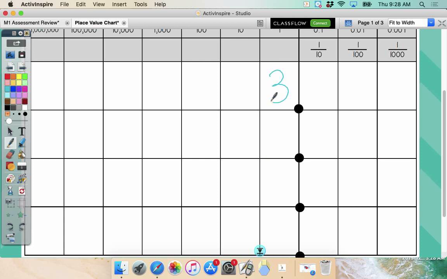So I've got 3 and then 2.4. Is that right? Yeah. And then, what's the last number? 0.16. Okay, I'm going to add those together. Five and 56 hundredths. Okay.